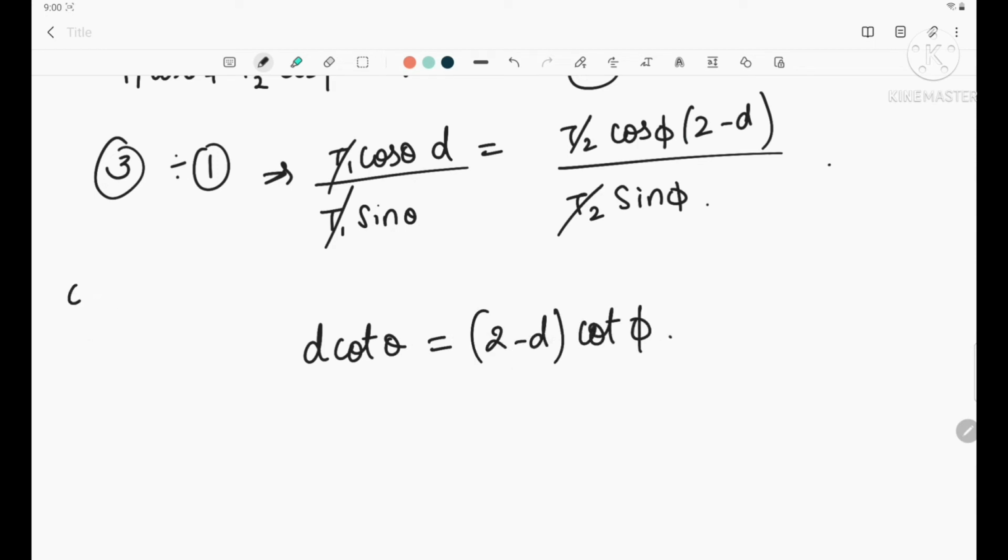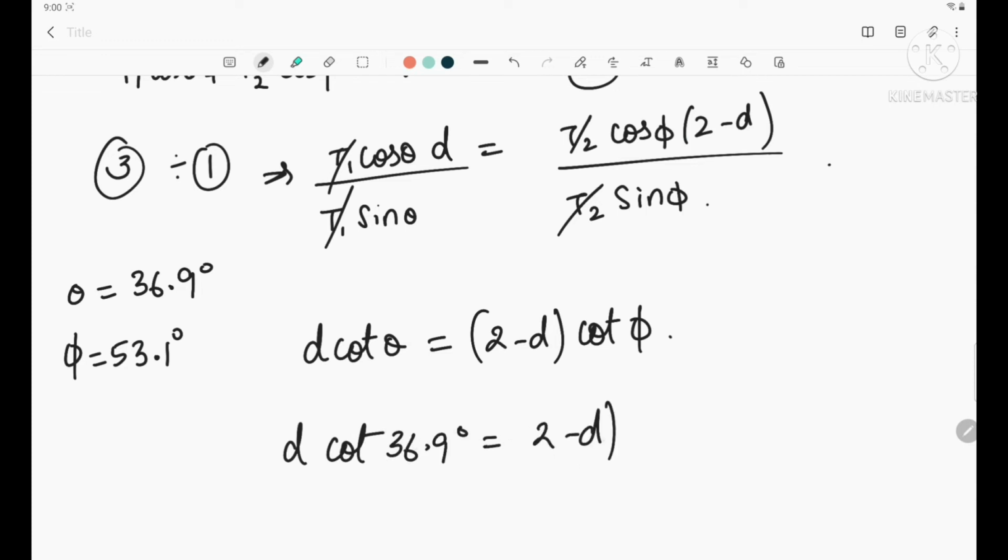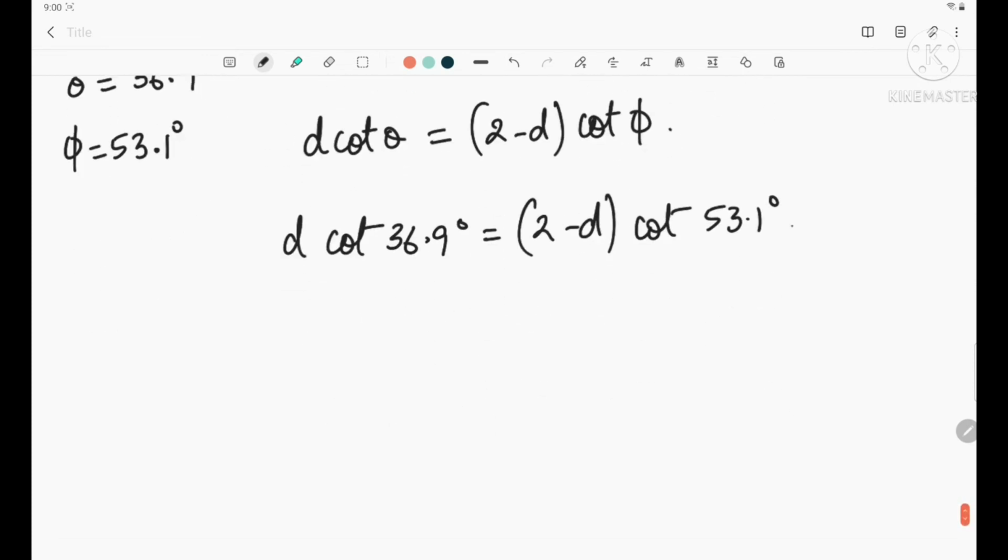Now enter the phi and theta values. Theta is equal to 36.9 degree and phi is equal to 53.1 degree. So d into cot 36.9 degree is equal to 2 minus d into cot 53.1 degree. When you substitute the values and simplify, you will get d is equal to 0.72 meter, or we can also write d is equal to 72 centimeter.